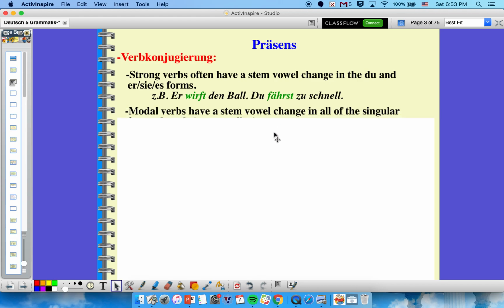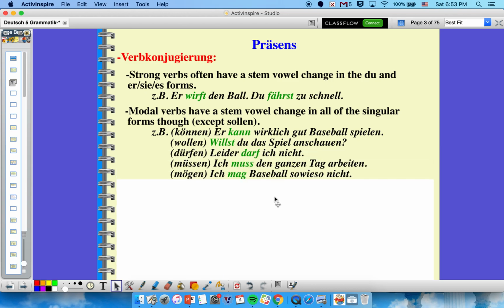The only time when you're going to see a stem vowel change in more than just the du and the er/sie/es forms is in modal verbs. Remember that the modal verbs have a stem vowel change in all of the singular forms. Sollen is the only one that doesn't have a stem vowel change.